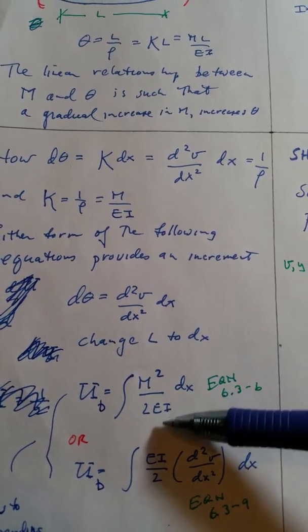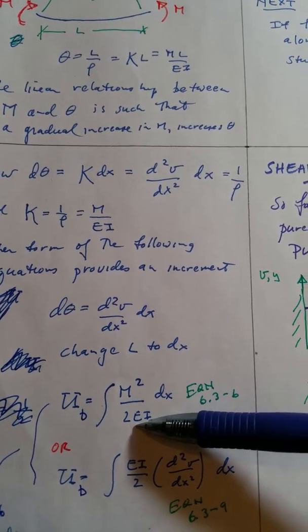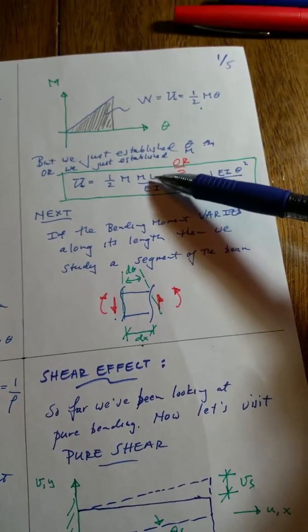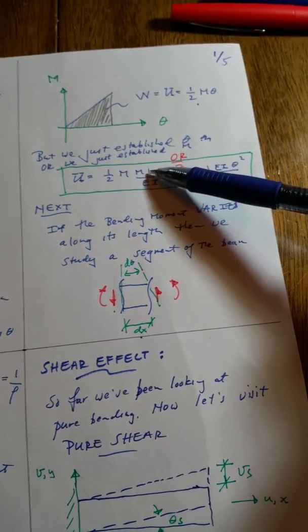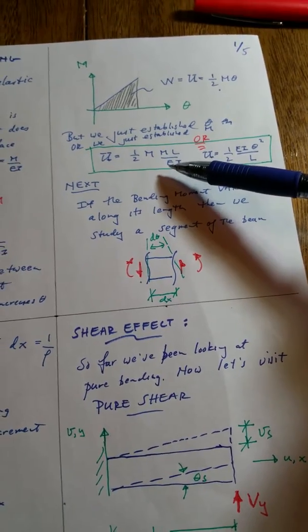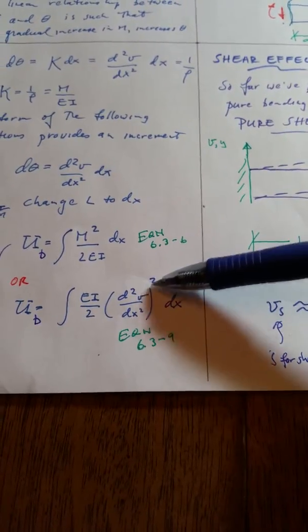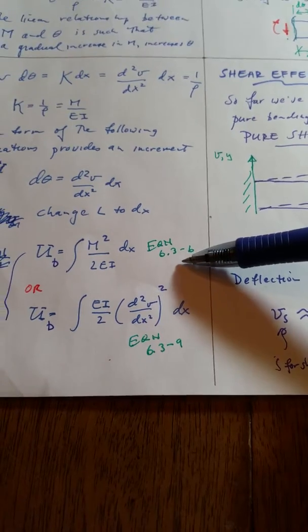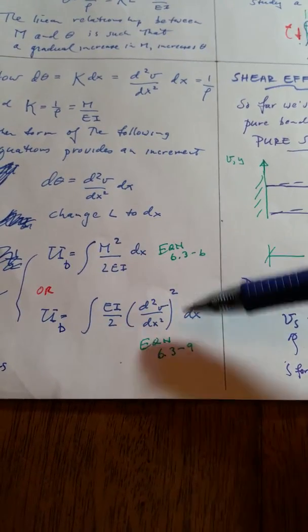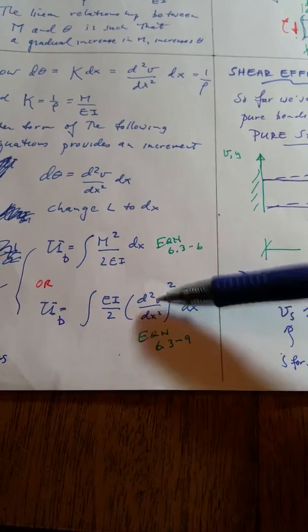So we have M squared over 2EI, which is exactly what I did here, except now I have a dx, so I'm integrating over all the dx's, and previously I had just an L. Or I can express it as EI over 2 times our rotation squared. So both of these equations show up in the book. 6.36 is in terms of M, and 6.39 is in terms of displacement.